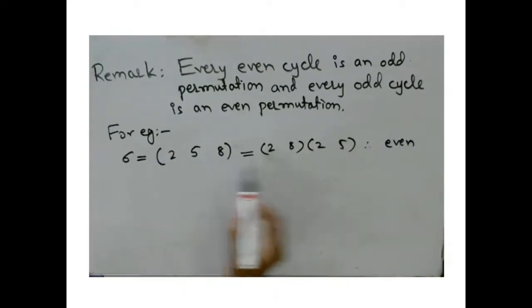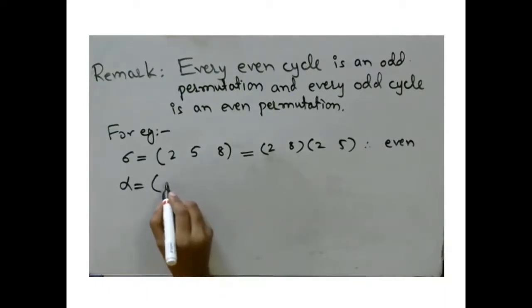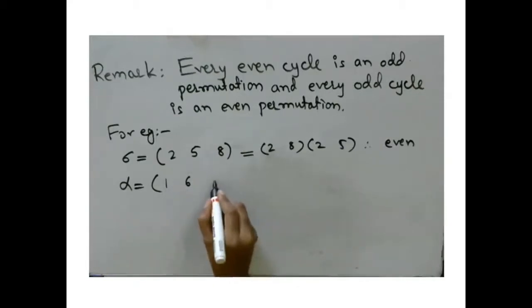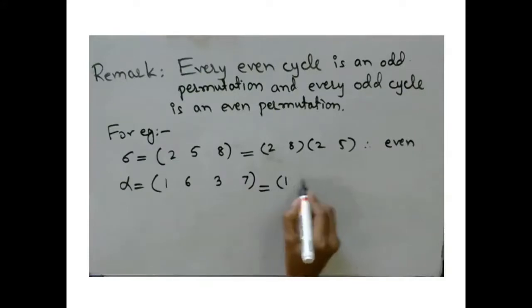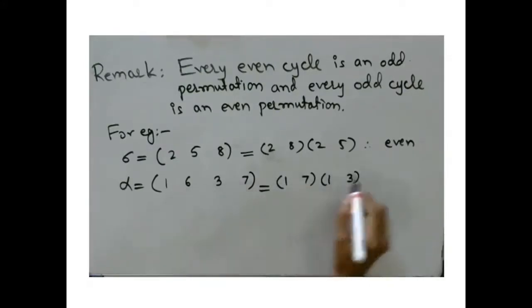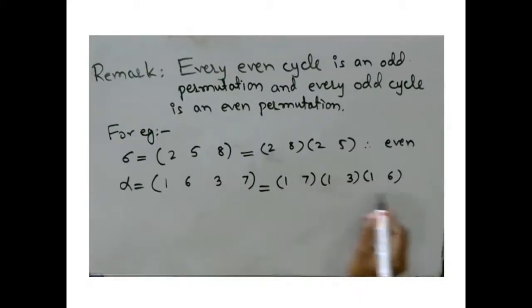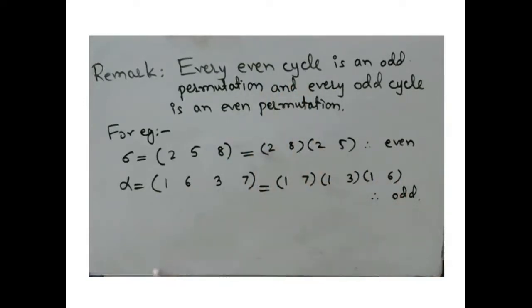Odd length cycle but even permutation. Say alpha, consider any other cycle in S8, say (1 6 3 7). Now you can write it as a product of 3 transpositions, (1 7), (1 3), (1 6). As there are 3 transpositions, therefore it is an odd permutation. So every even cycle is an odd permutation and every odd cycle is an even permutation.